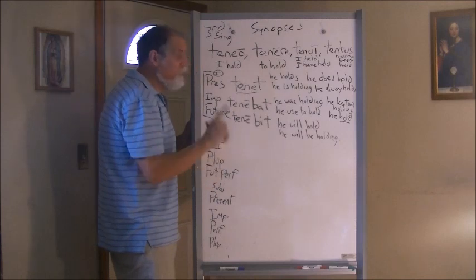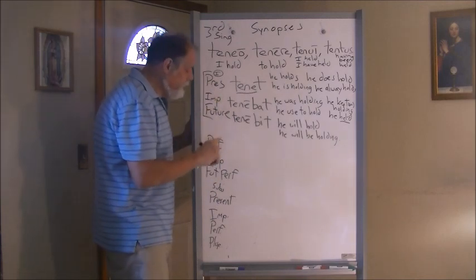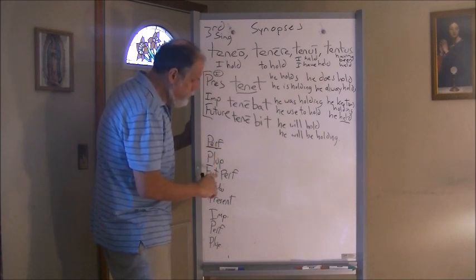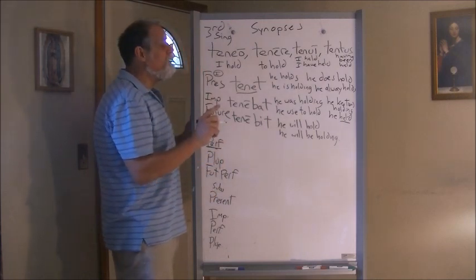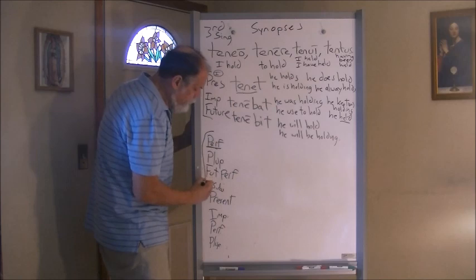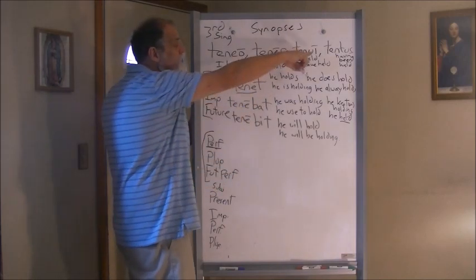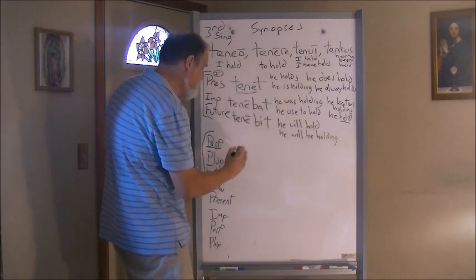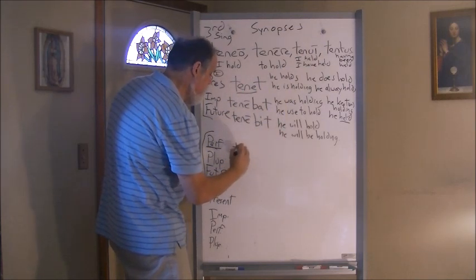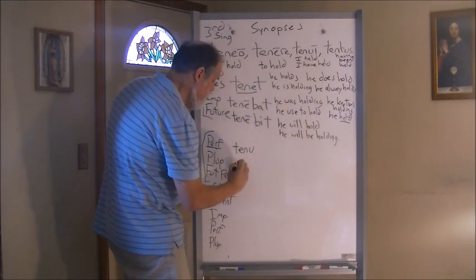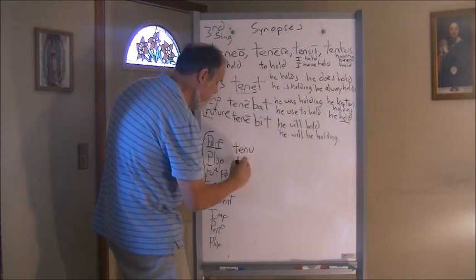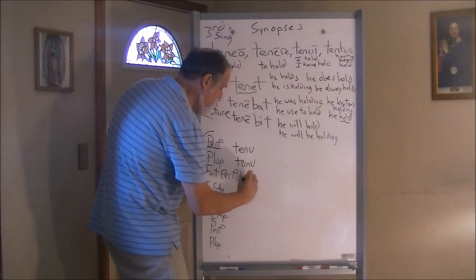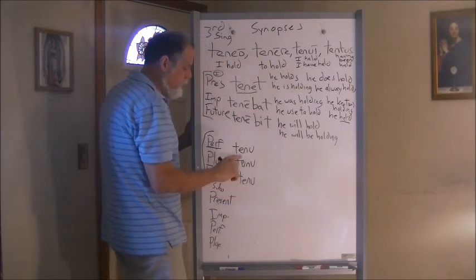Now we go down to the perfect system. The perfect system includes three tenses: the perfect, the pluperfect, and the future perfect. We're going to use a different stem for these. What stem do we use for these three tenses? We use the third principal part. We drop the I and we end up with tenu all the way throughout. Tenu for the pluperfect, tenu, and the future perfect, tenu. And then we're going to add various endings to this one.